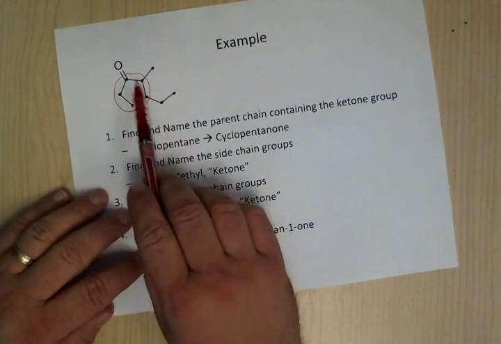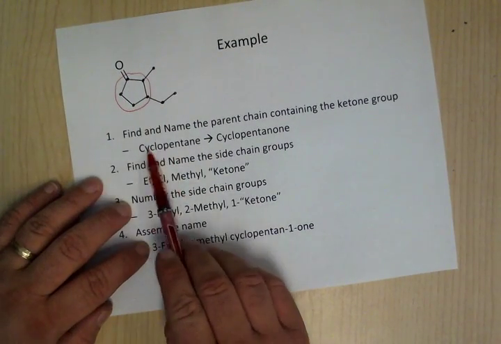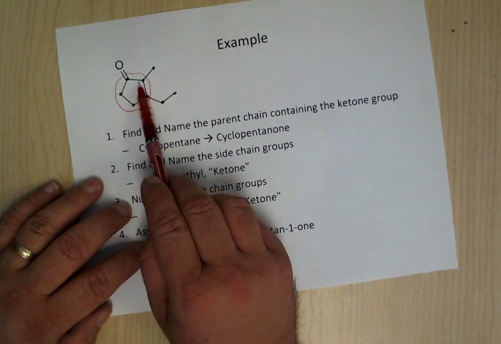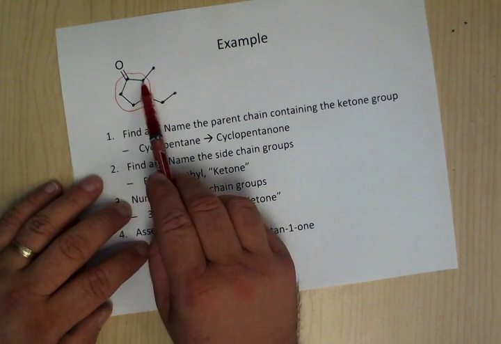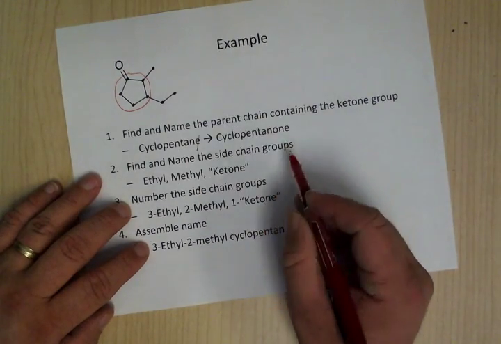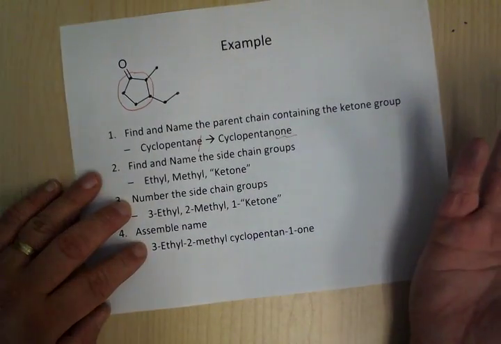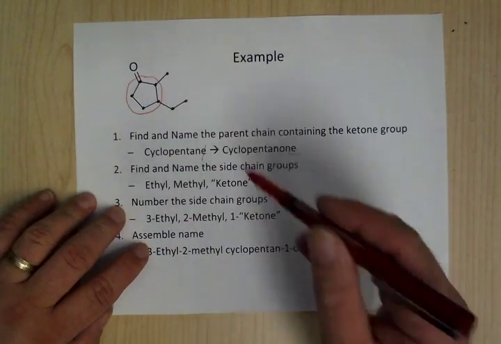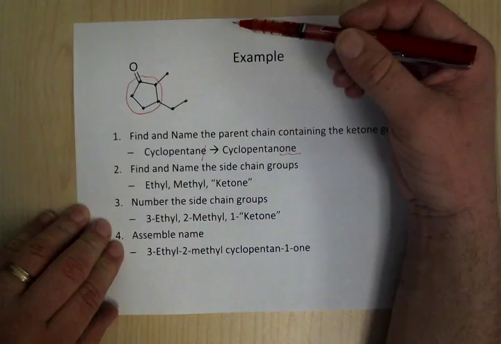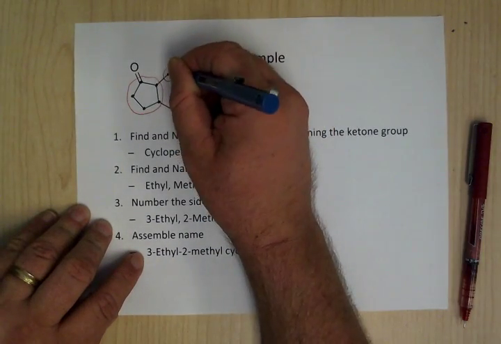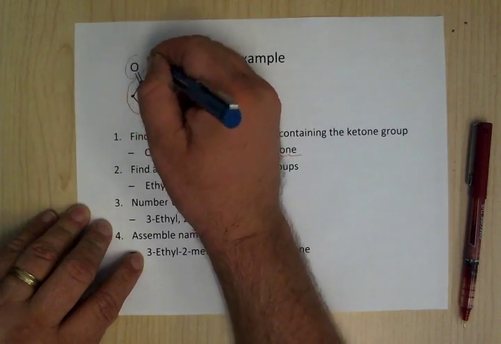Okay, so the main chain would be cyclopentane, right? It's 5 around, so it's 5 carbons. So it's a pentane, but we have to indicate that it's a ring, so we put cyclo out front. Again, we're going to take off that E and add the O-N-E, just like normal. So it becomes cyclopentanone. Now we're going to have the methyl, the ethyl, and you could write the ketone.